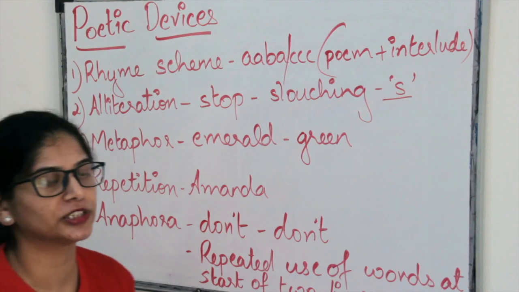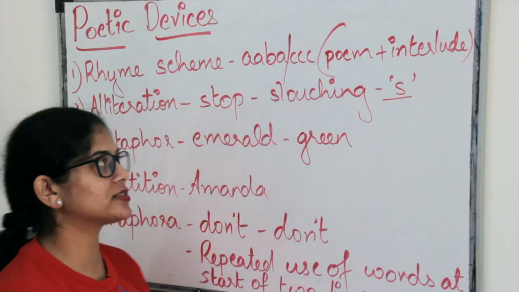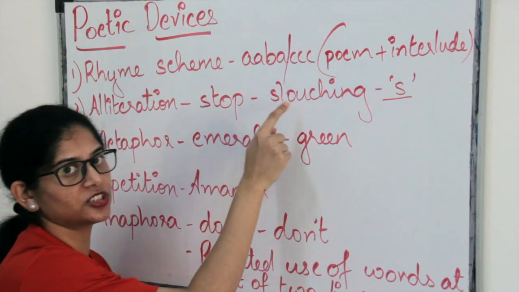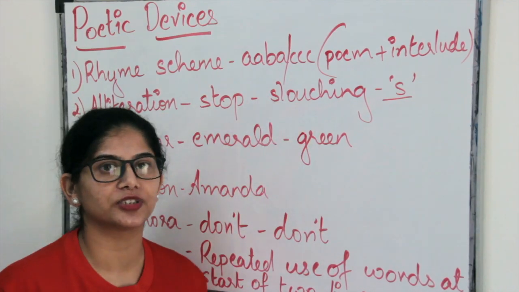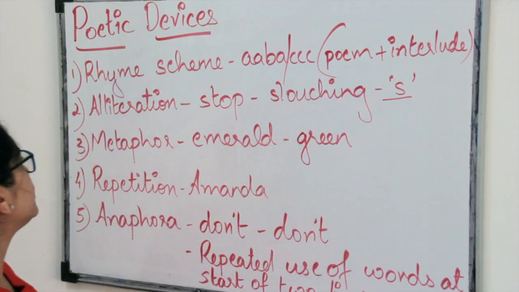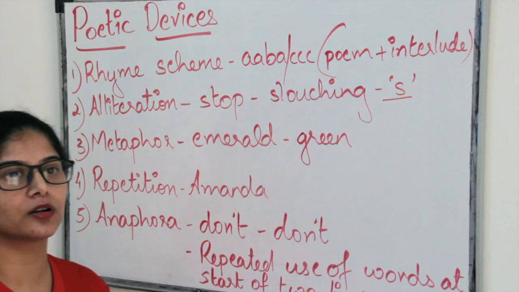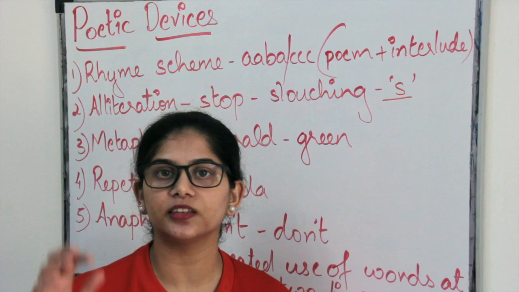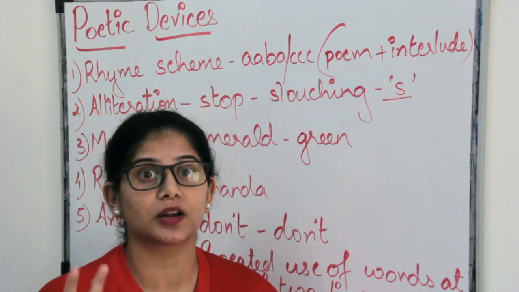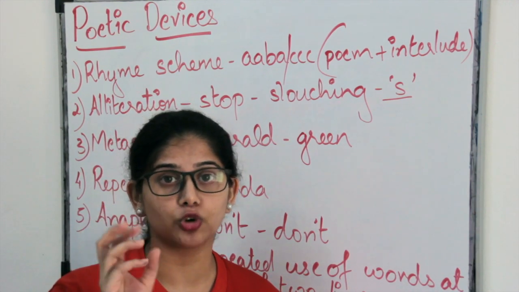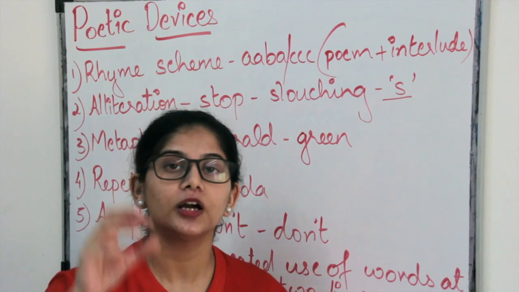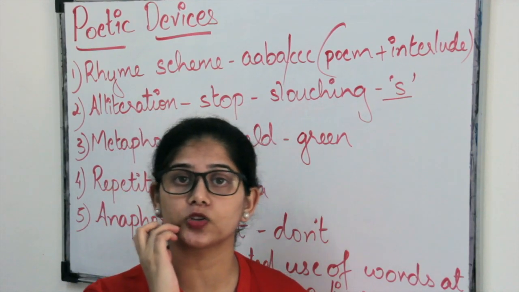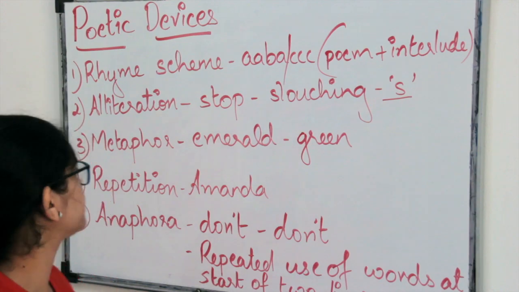Alliteration, I told you, is the repetition of the initial consonant sound. Yes, the sound is repeated. Now, it's just one example. There are two to three more examples in the textbook. Metaphor. They use the word emerald sea. They just want to show that the sea is almost green in color. So instead of just writing that the sea is green, they use emerald sea. Emerald, you know, it's a stone. Normally we wear it for rings and all. It's a green color stone. That's why the poet uses the word emerald instead of green sea.